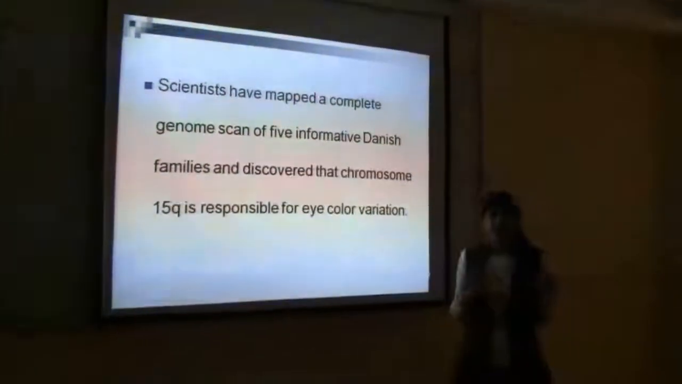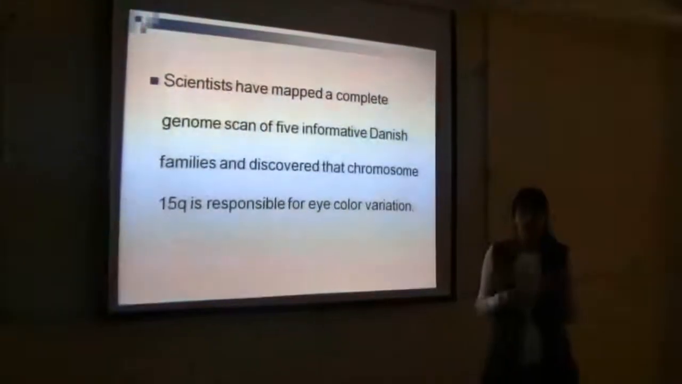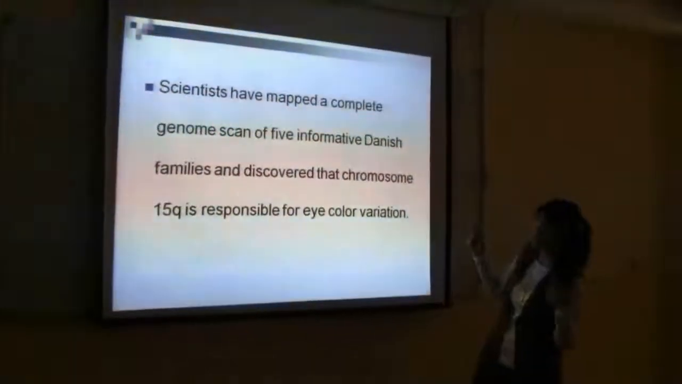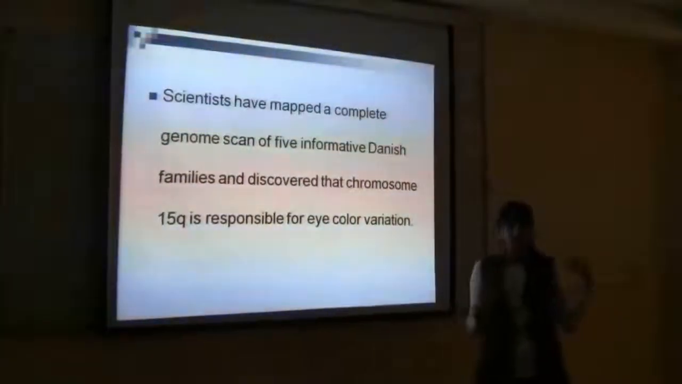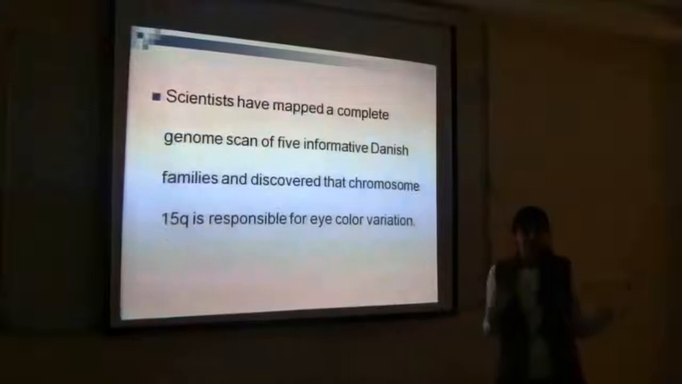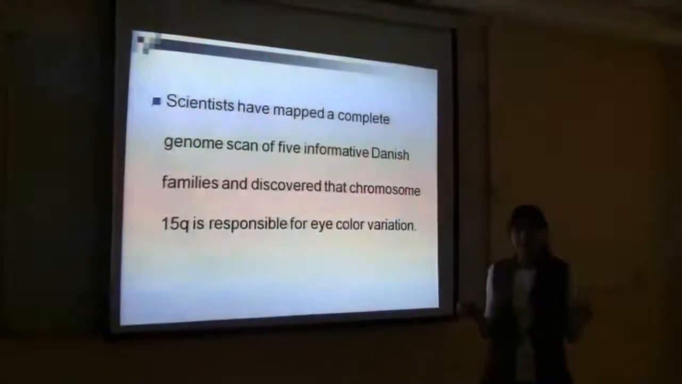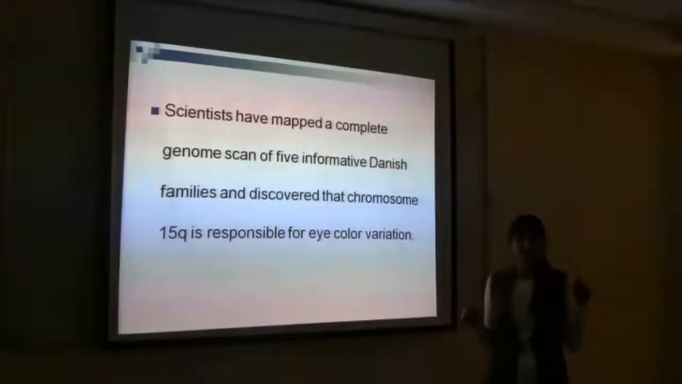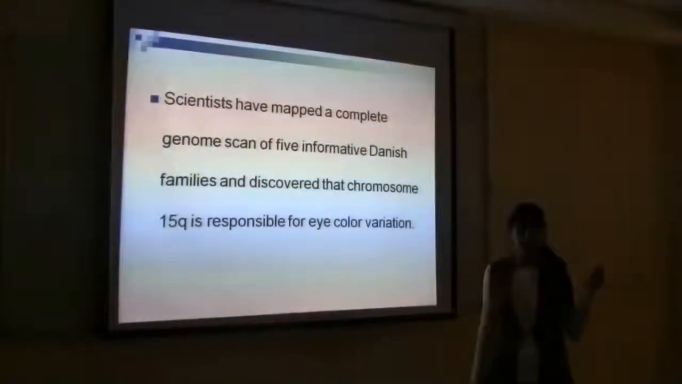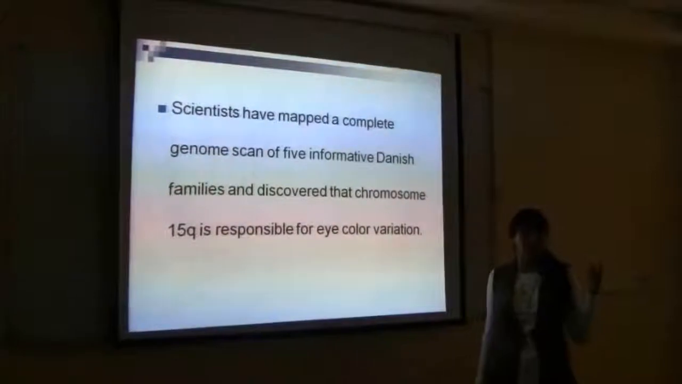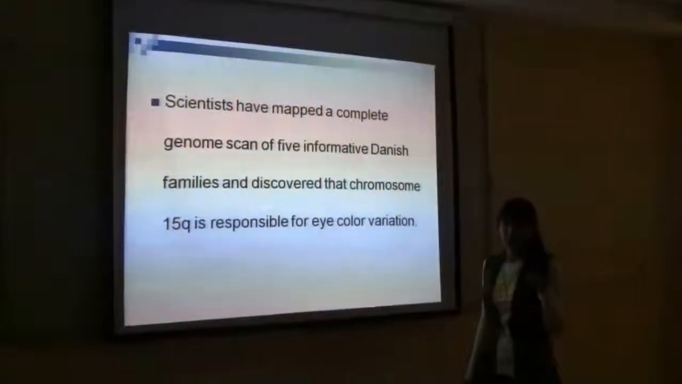Scientists first mapped the complete genome for 5 Danish families, and then they expanded it to another 40 Danish families. And they found that chromosome 15q is the chromosome that carries the 2 genes, which are the OCA2 and the HERC2.